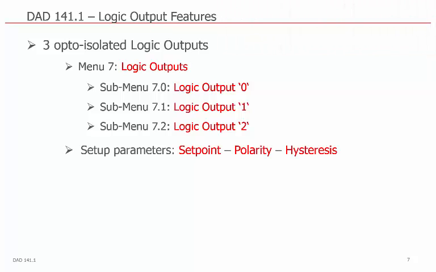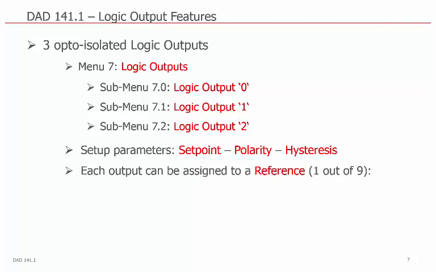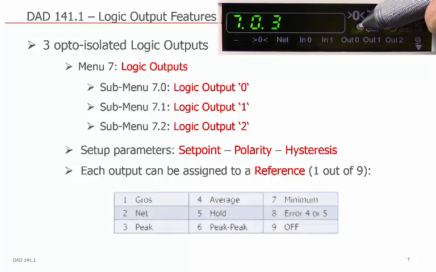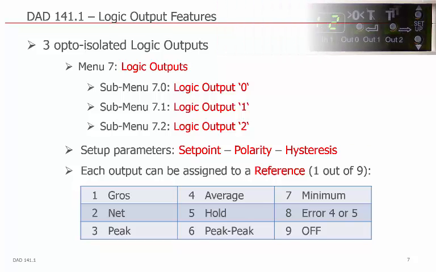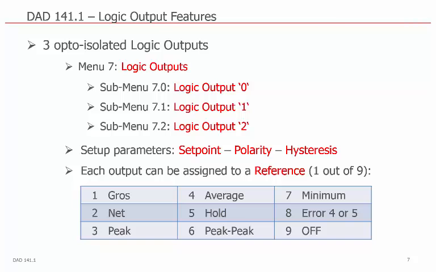Setup of the parameters: set point, polarity, hysteresis. Each logic output can be assigned to 1 out of 9 different references. 1 for gross value, 2 for net value, 3 for peak value, 4 for average value, 8 for an error message, input signal too high, above 3.3 millivolt per volt, or a load cell connection failure, etc.